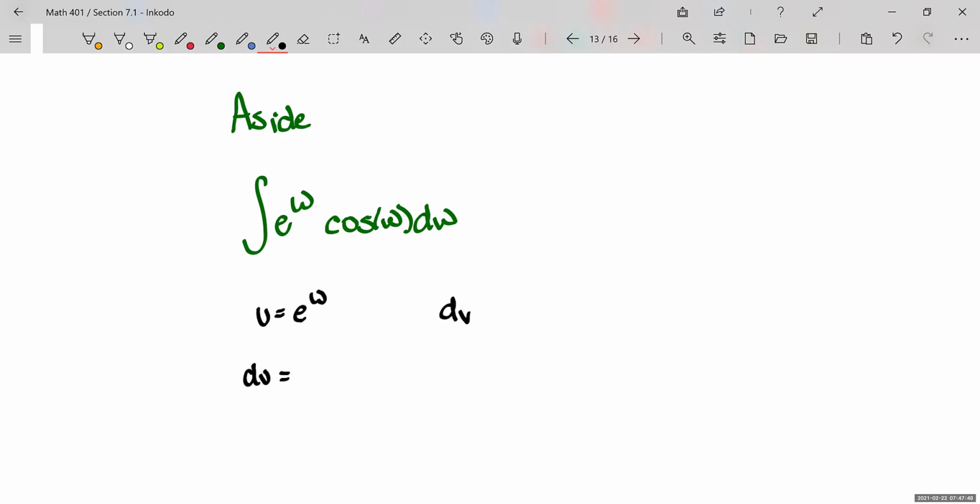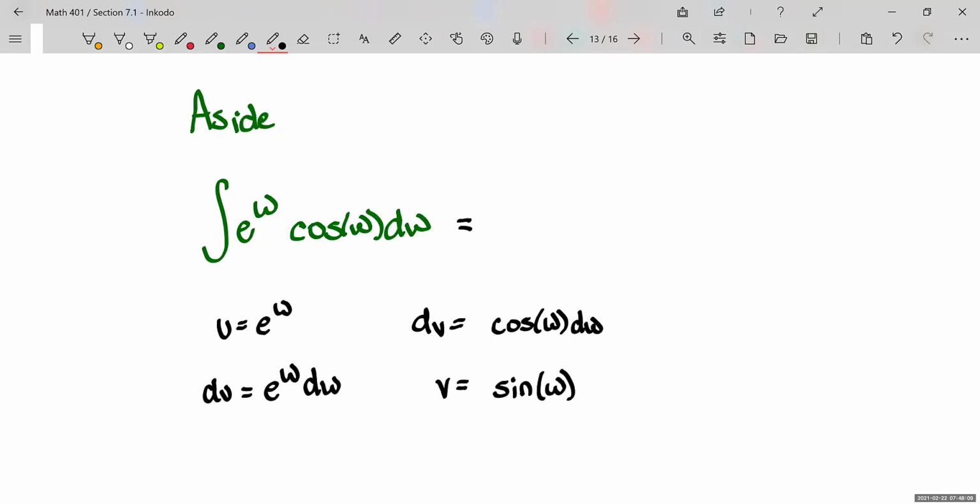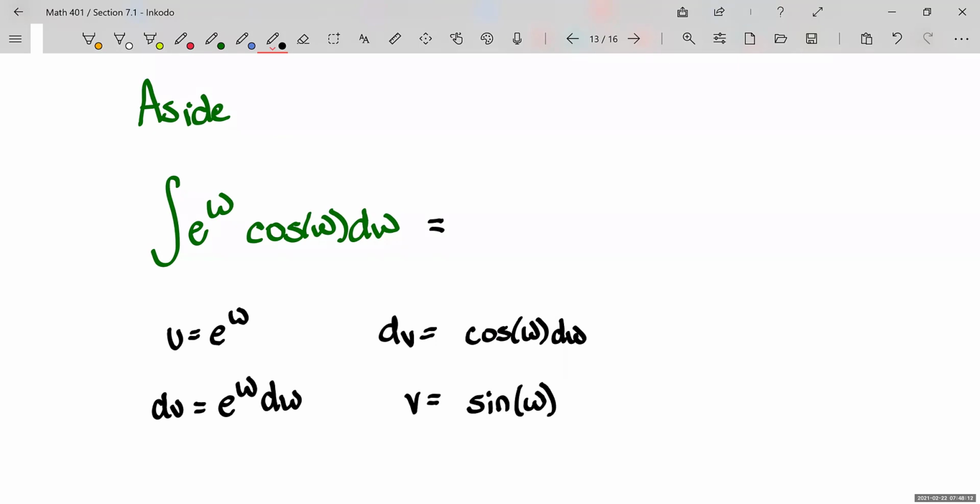Then dv would be the trig function, and du would be e to the w dw. And v would be the sine of w. And there's nothing wrong with that. It's going to be the same amount of work as it was in the last example. So this is going to be uv, which is e to the w sine of w, minus the integral v du, which is going to be e to the w sine of w dw.